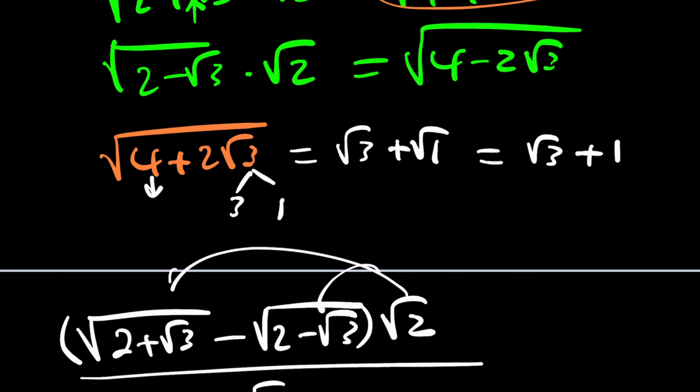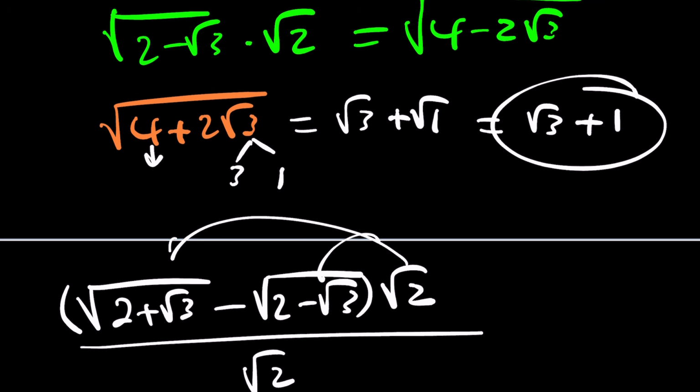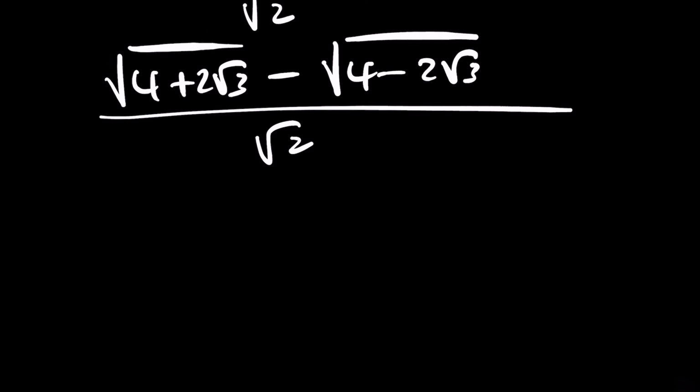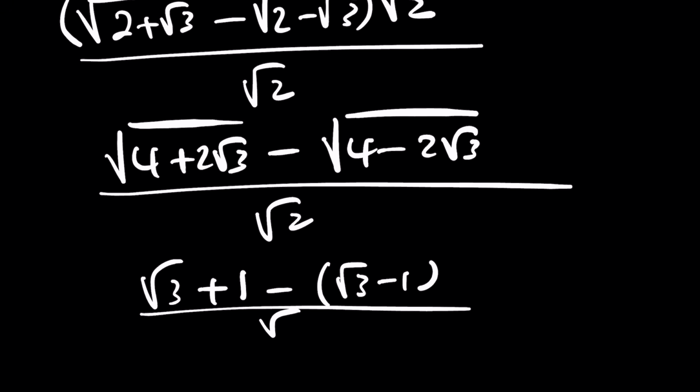Now, you have to remember, this is root 3 plus 1 or 1 plus root 3. Is the other one going to be root 3 minus 1 or 1 minus root 3? That's a good question, right? But notice that this is a positive quantity because this is the square root of 12 and this is the square root of 16. So it needs to be root 3 minus 1. Root 3 plus 1, and the other one is supposed to be root 3 minus 1. We're supposed to subtract them and divide by root 2.